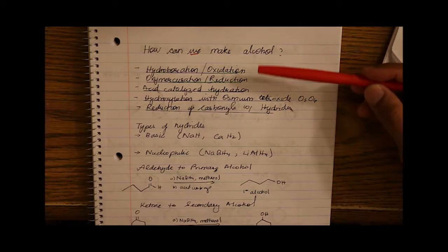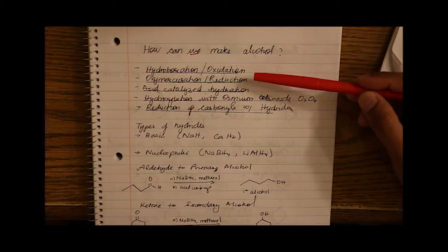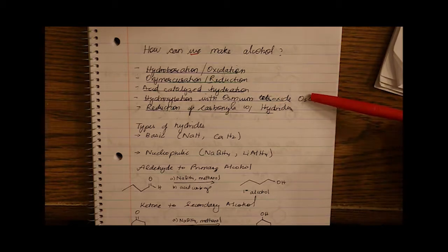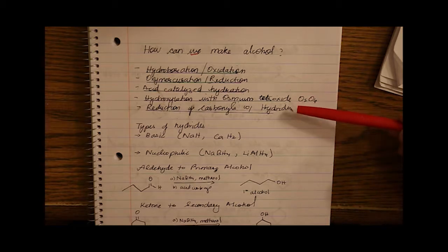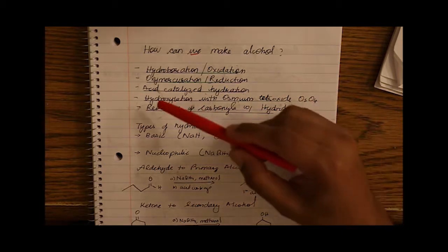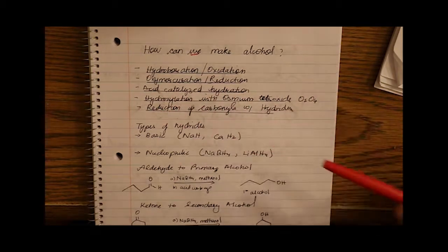We can do hydroboration oxidation. We can do oxymercuration reduction. We can do acid catalyzed hydration. We can do hydroxylation with osmium tetroxide. We can do reduction of carbonyls with hydrides. In this video, I'm going to cover the reduction of carbonyls with hydrides.